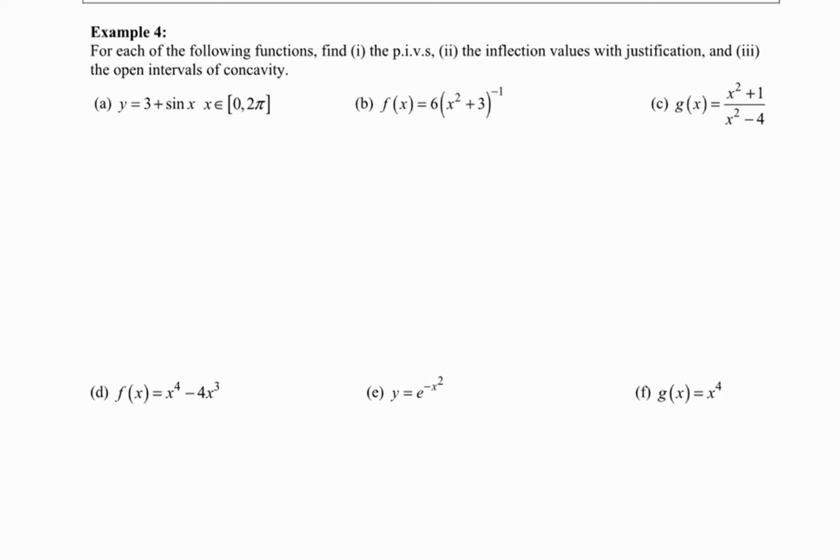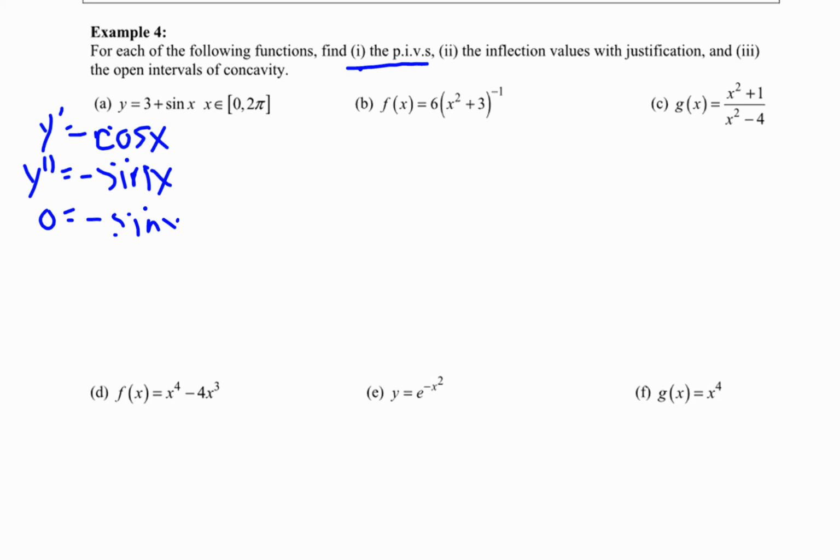All right, so let's focus. We've got to find the second derivative if we're finding the possible inflection values. So let's start with the first derivative here. Y prime would be cosine of x. Y double prime would then be negative sine of x. Where is negative sine of x equal to 0? On our interval here, that would be x equals 0, pi, and 2 pi.